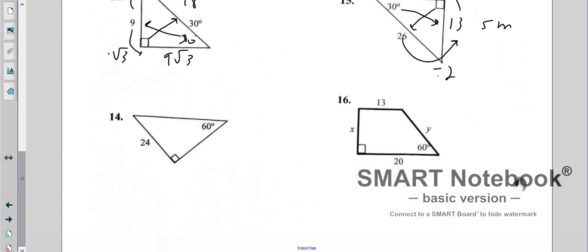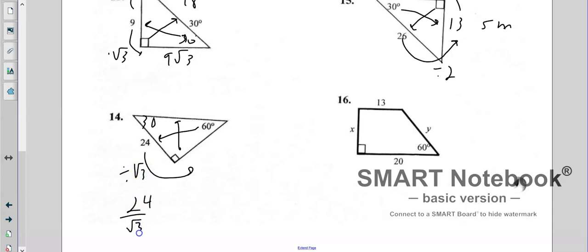Now, the most challenging of all, I start off with the medium side. Here's my hypotenuse. I want to go to the small side first. I need to divide by radical 3, which means it's going to be a little bit of work. So I do 24 divided by radical 3. I have to rationalize. That gives me 24 radical 3 over 3, but this simplifies to 8.